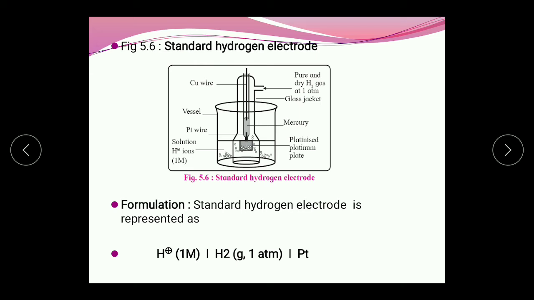Now, in today's session, we are going to start with electrode reactions. As you know, this SHE or hydrogen electrode can be used as cathode or anode. Accordingly, the reaction can be a reduction reaction or an oxidation reaction.